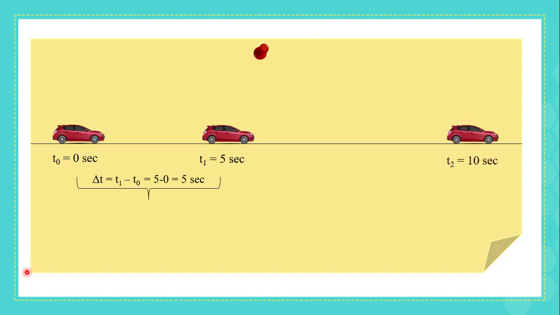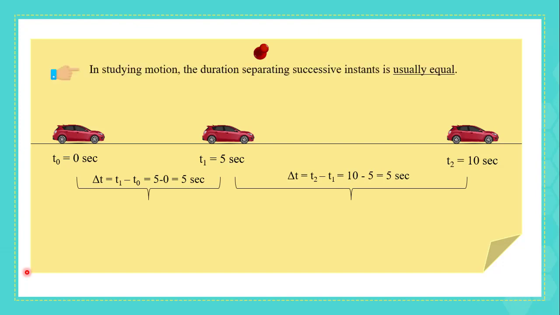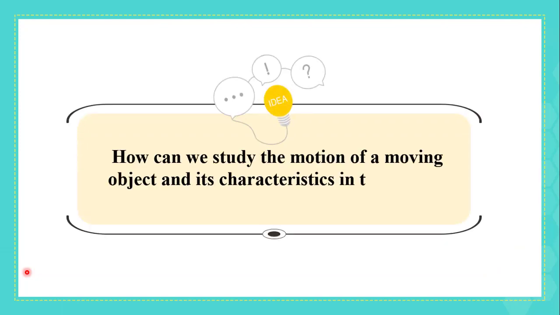Note that to properly study and describe the movement of a body, it is important to take equal durations of time between each two successive instants. Here, delta t between t0 and t1 is 5 seconds, and between t1 and t2 is also 5 seconds. Then, in studying motion, the duration separating successive instants is usually equal. Don't forget that the SI unit of time is second, and from millisecond to second we multiply by 10 to the power minus 3. Now, how can we study the motion of a moving object and its characteristics in the physics laboratory?